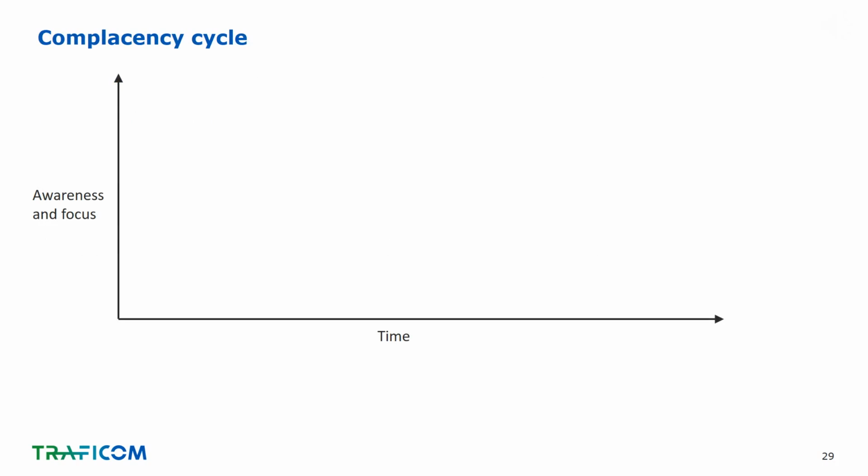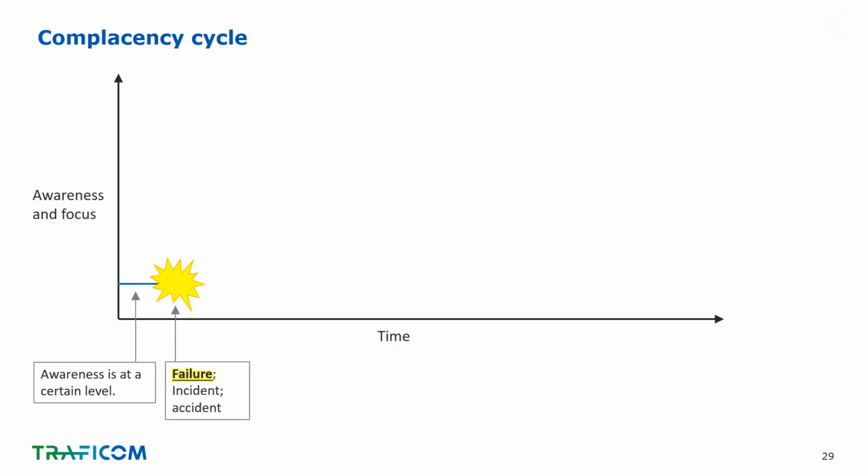Complacency means satisfaction. If we are too satisfied with our operations, we may lose awareness and focus, as you will see on this page. Time is on the horizontal axis. If our awareness is quite low, we will make mistakes and sooner or later a severe failure, incident or accident will happen. That is alarming to us and we quickly raise our awareness and focus on this issue. It is natural that we take actions to ensure that the same failure does not happen again. We create methods to mitigate it from happening.